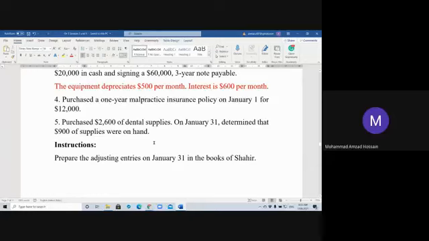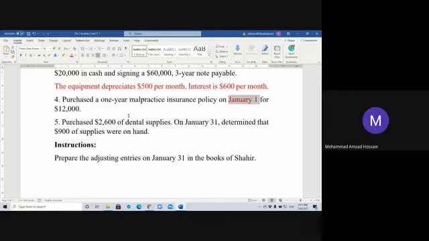Next item, এটা আপনারা বলেন, purchased 1 year malpractice insurance policy on January 1st for the amount of 12,000. What will be the adjusting entry from this? Again, for the purchase, you have already given the journal. Whenever we purchase the insurance, we give the journal: prepaid insurance debit, cash credit. But we have already done it.